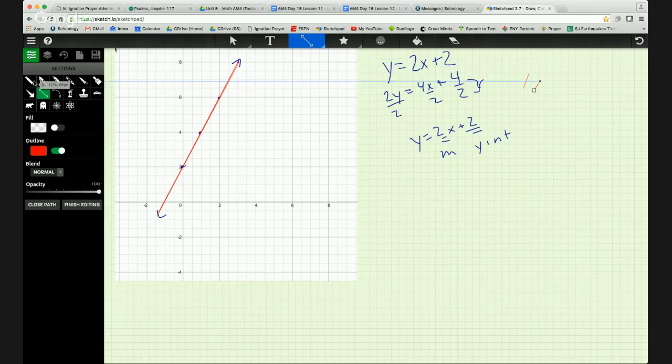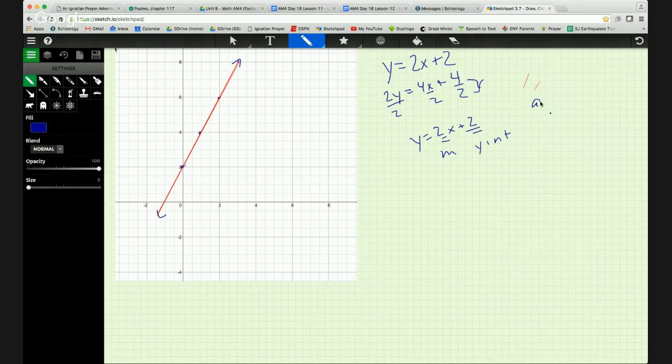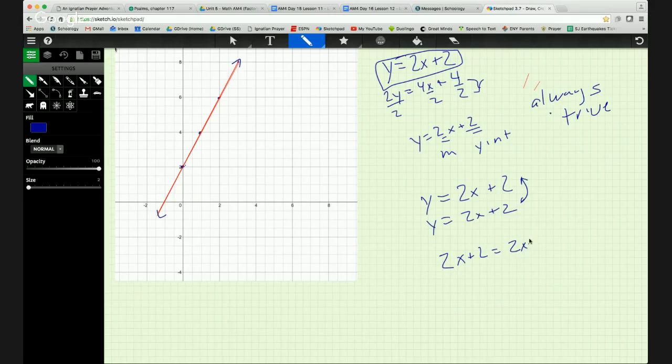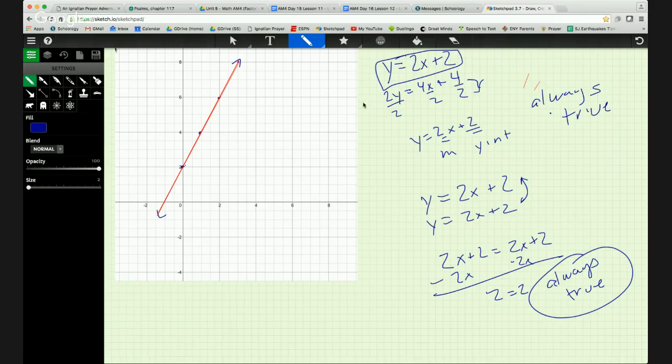What am I doing? Always true. So everything on this line is an answer to the problem. And how do we find that that's true? We say, well, if y is 2x plus 2, and y is also 2x plus 2, and we solve it the same way as before, we get 2x plus 2 equals 2x plus 2. Subtract 2x, and we get 2 equals 2. Well, that's always true. So our answer is everything on the line is a solution.